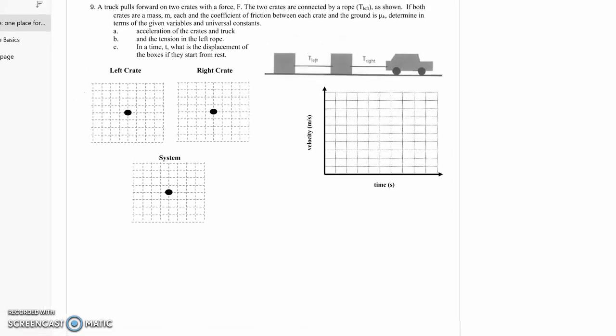Alright, truck pulls forward with 2 crates on it. So this is what we call a train, and what you need to know is the most important thing. Hold on, I'm sorting my pens out here. Okay, so what you need to know is that I'm just going to go ahead and label these crates 1 and 2, okay?